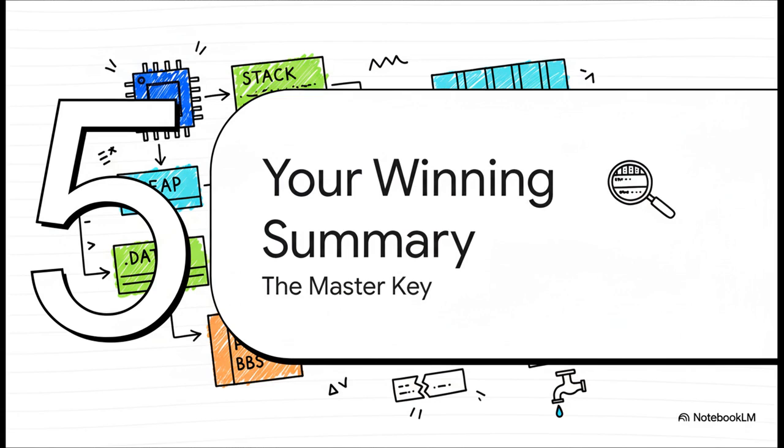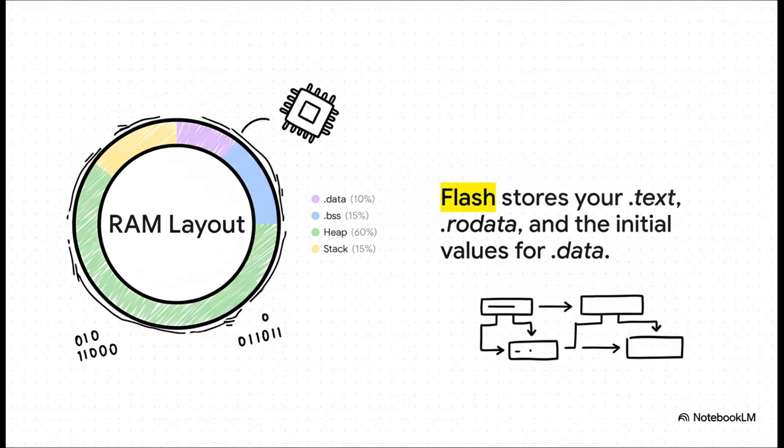Okay, let's bring this all home. You've navigated the different paths, you've seen the traps, and you now have the complete picture. Let's put a bow on this and look at the whole map one last time. And here it is. Flash permanently holds your code in .text, your constants in .rodata, and the initial values for your .data section. Then, at runtime, RAM comes alive. You have .data and .bss for your globals at the bottom, the heap growing up from there, and the stack growing down from the top. That is the entire map in a nutshell.